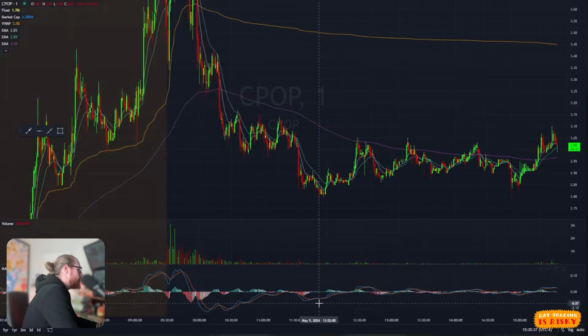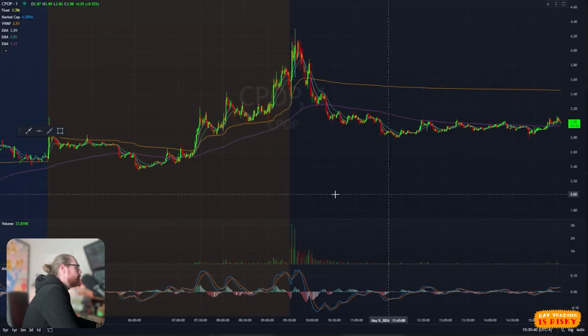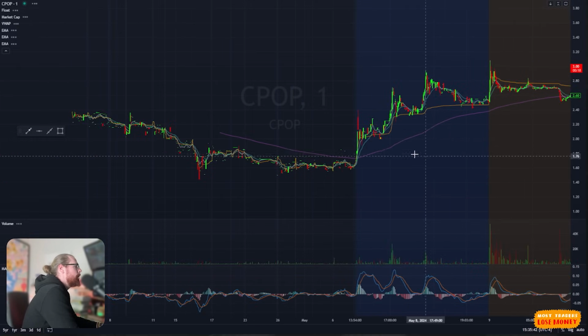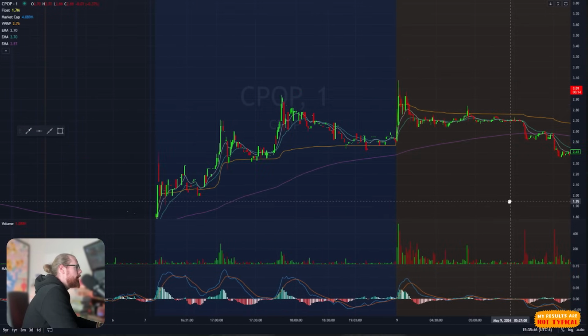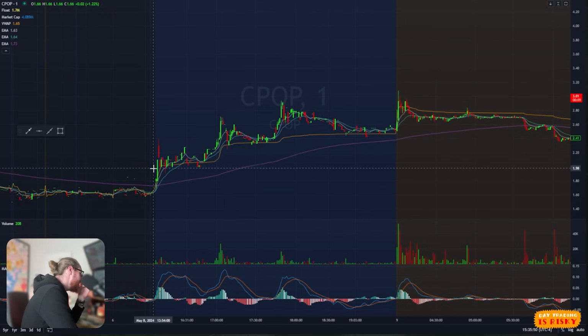CPOP, this is another one. We can look at the 1 minute chart on this. So this one, the move actually began after hours. This area back here is after hours, and then this is pre-market. So the move begins back here, and initially it pops up, hits a high of about 240, and then it pulls back, pops up again.